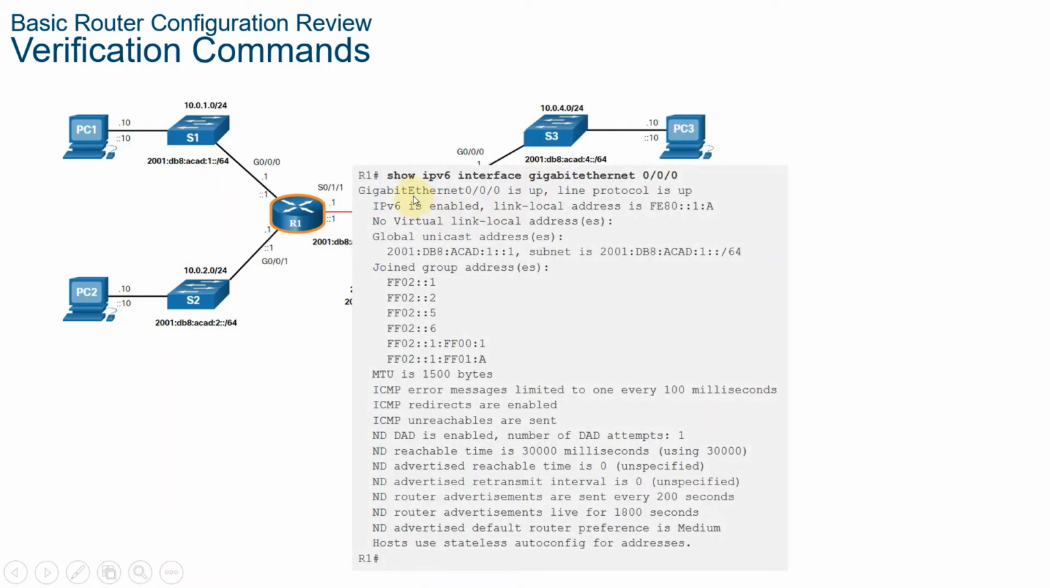Next, for the IPv6 version of the command, you could have show ipv6 interface GigabitEthernet 0/0/0. So this is the same as that of IPv4.